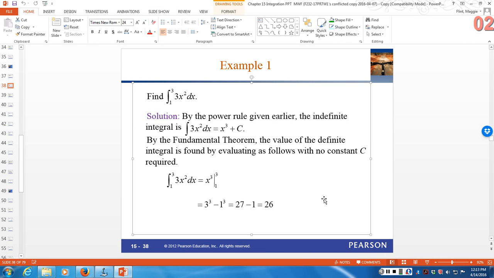Where did you get negative 1? You're subtracting the two. That's what the rule says too. You subtract the lower one from the higher. All right, I got you. Okay?